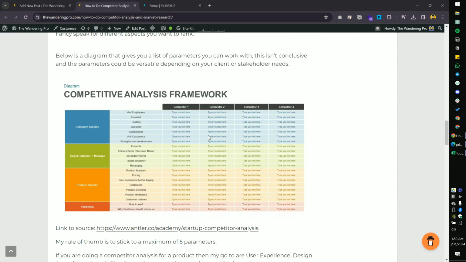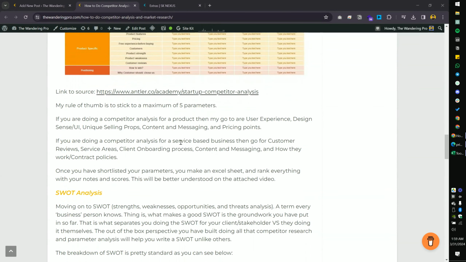So this image does a good job of showing some company-specific, target customer-specific, product-specific, positioning-specific parameters that you can use to judge the different competitors that you have shortlisted, right? My favorite competitor parameters analysis is, hey, if you're doing a competitor analysis for a product kind of business, go for user experience, design UI, unique selling proposition, content and messaging, and pricing points. Those are typically the 4 to 5 things you want to be looking out for in your competitors.